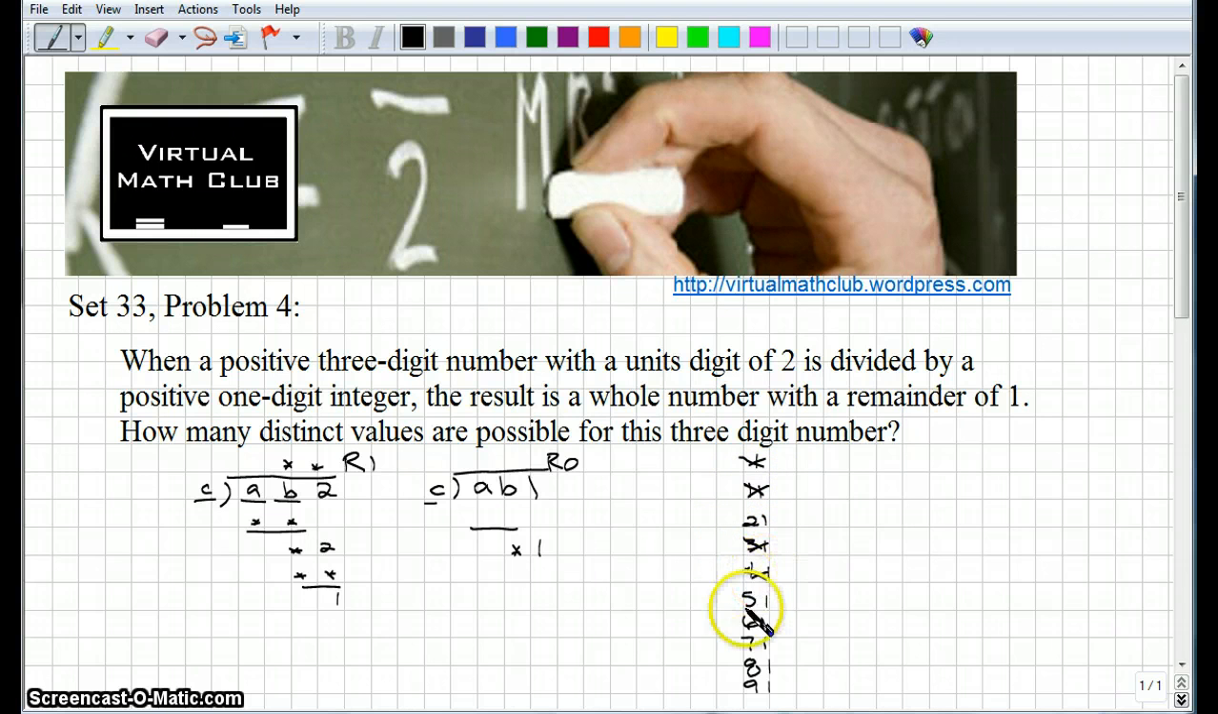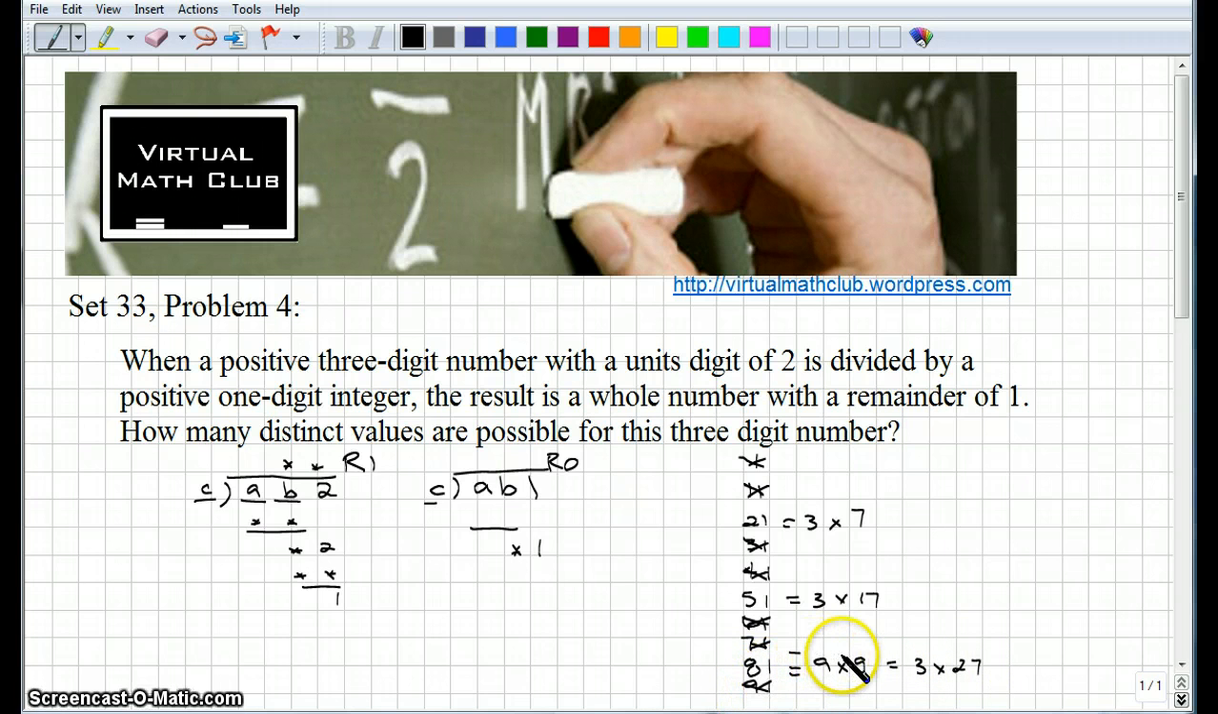31 isn't. 41 isn't. Now 51, you can tell, is a composite number because the digits add up to 6, which is divisible by 3. So this is actually equal to 3 times 17. And 21 is equal to 3 times 7. And then 61, that's prime. 71, that's prime. 81, we know, is equal to 9 times 9, or 3 times 27, and then 91 is prime.